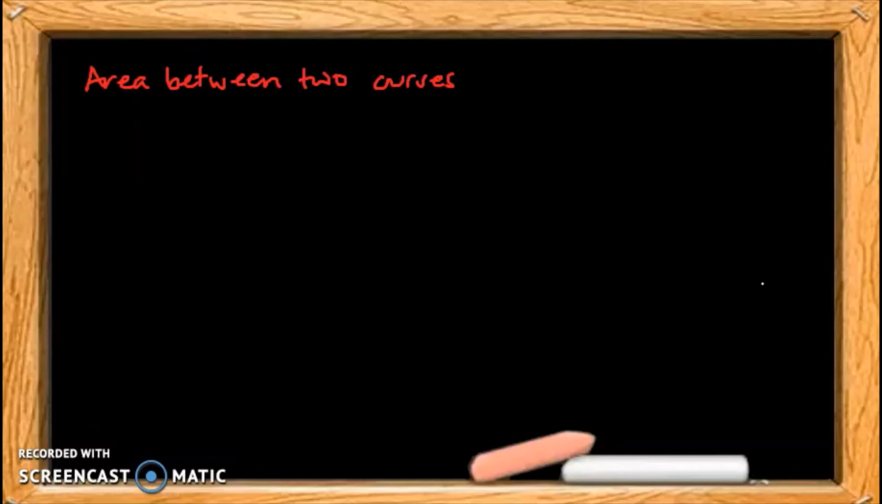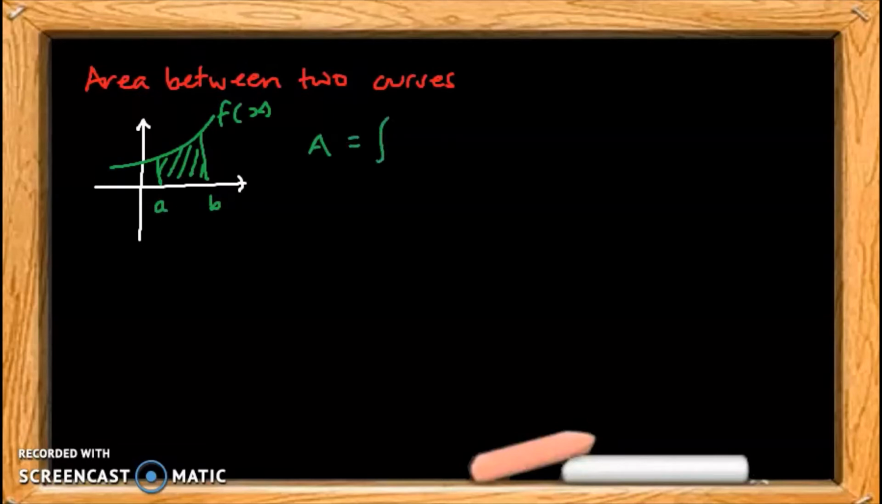So far you've learned that the area under a curve, or the area between the curve and the x-axis, can be found by integrating that curve. Let's imagine that's this green curve. So this is the area where this is f of x between my points A and B. So my area is the integral between A and B of my function f of x with respect to x.